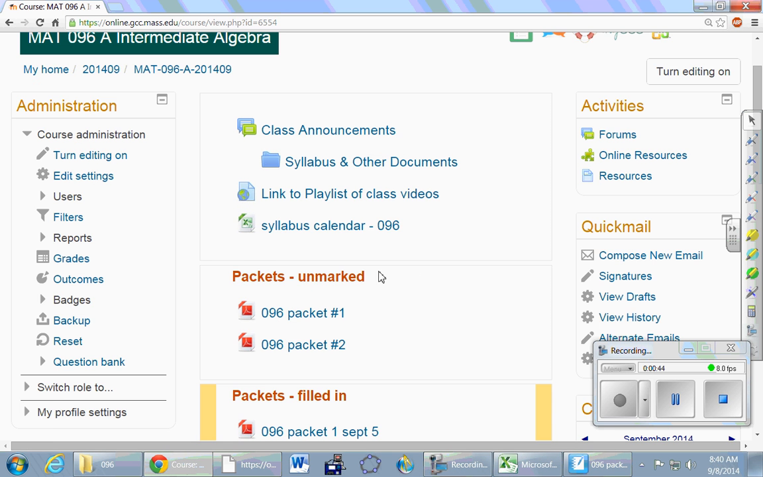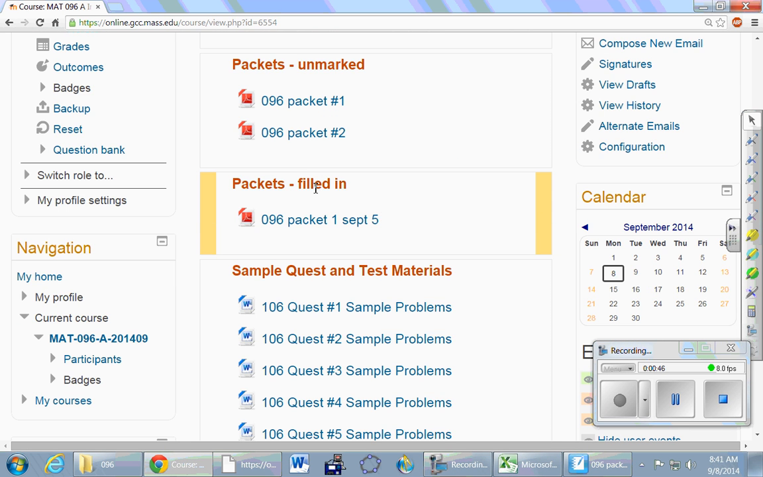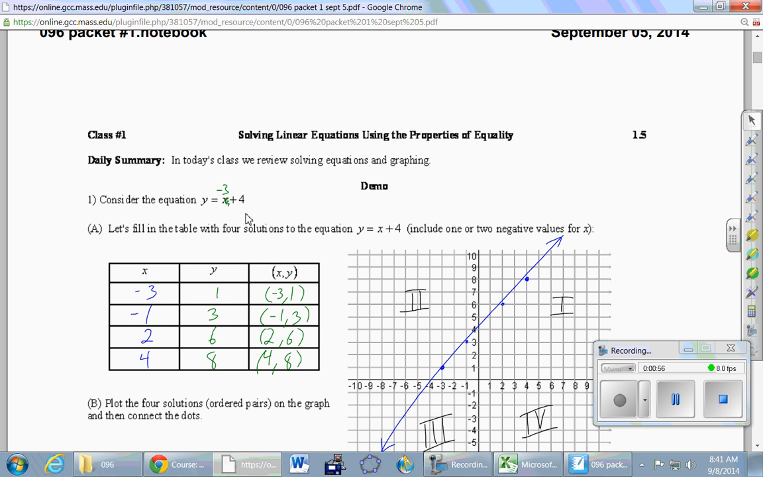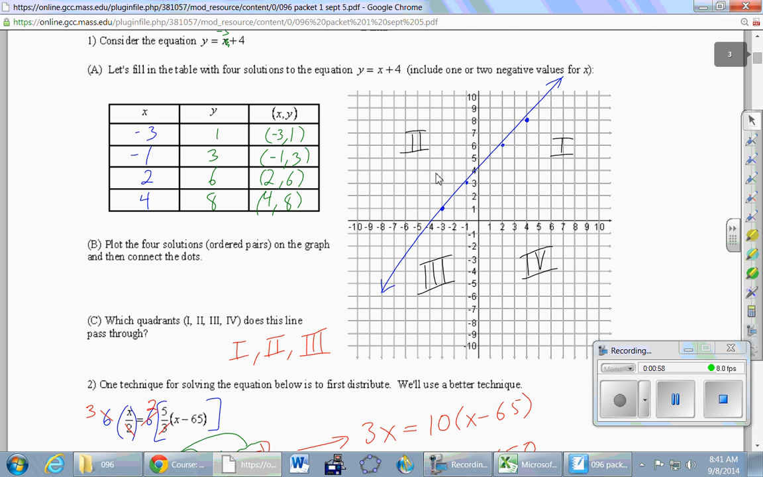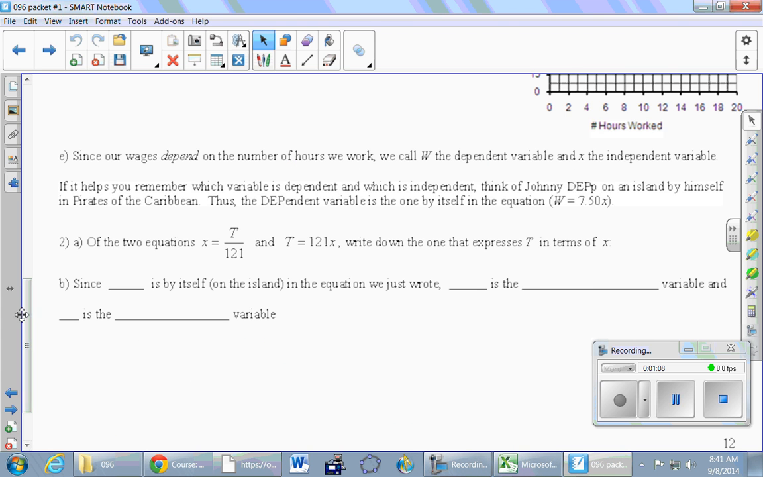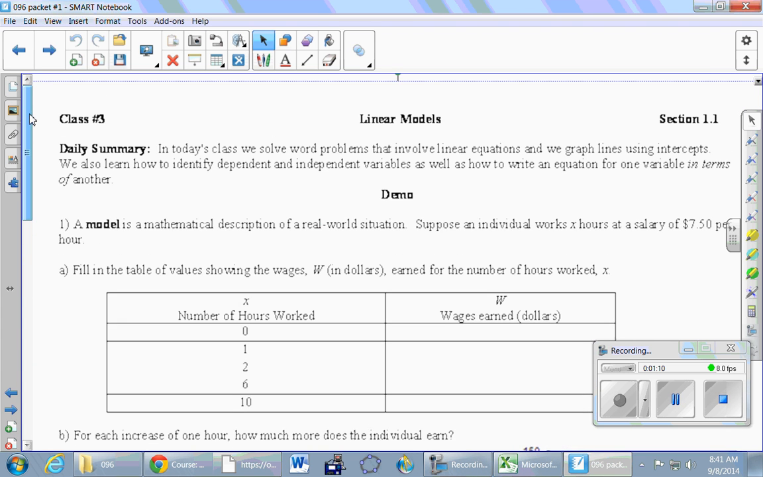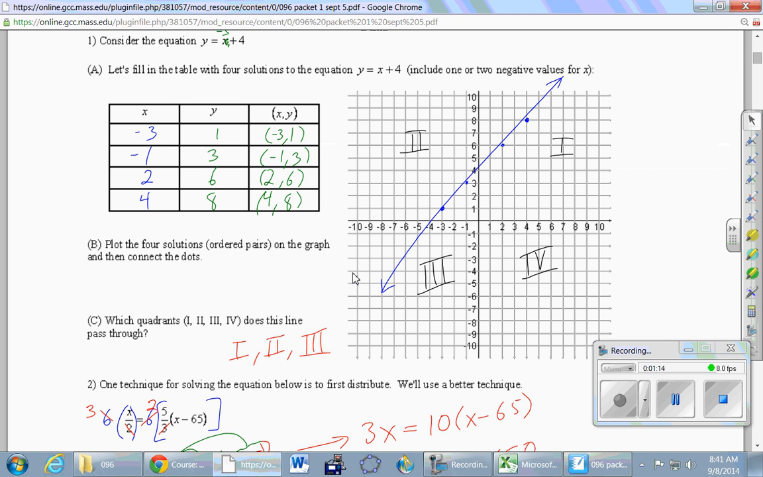But the main thing I wanted to show you right now was this thing right here. It says packets filled in. And it's got this PDF dated from September 5th, which is Friday. So if you open that PDF, it looks like this. And this is what I wrote on the board on September 3rd or whenever our first class was. And so I just wanted you to know that as I write things down up here on the smartboard, you don't need to feel obligated to copy every single thing that I write. You will always have a full color version of what I put on the smartboard up on Moodle, okay?